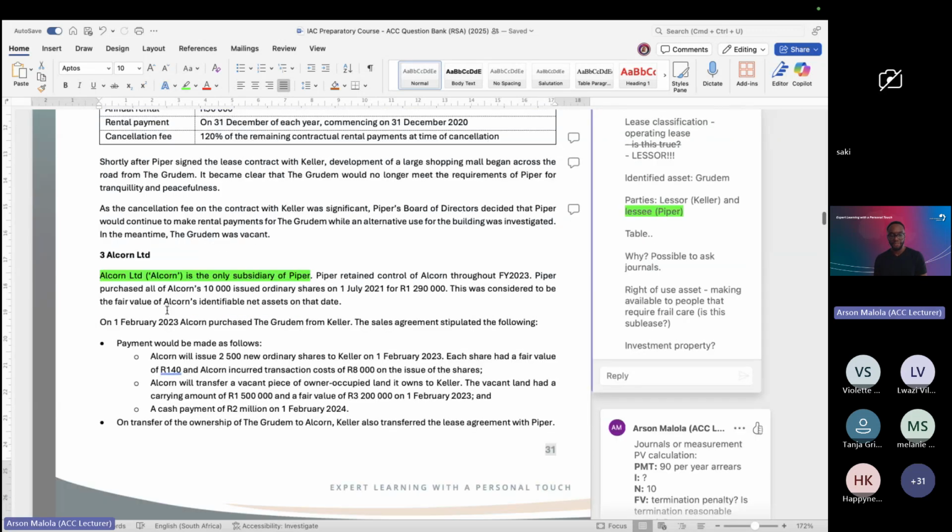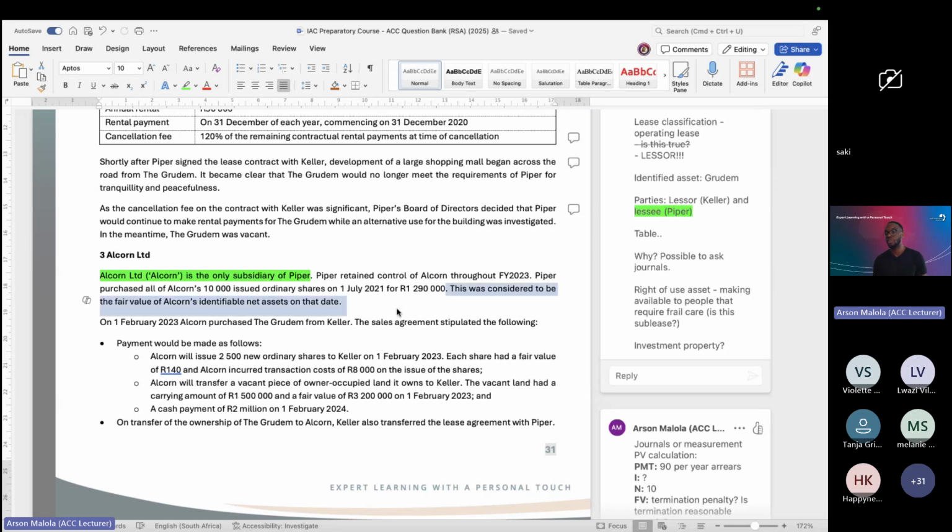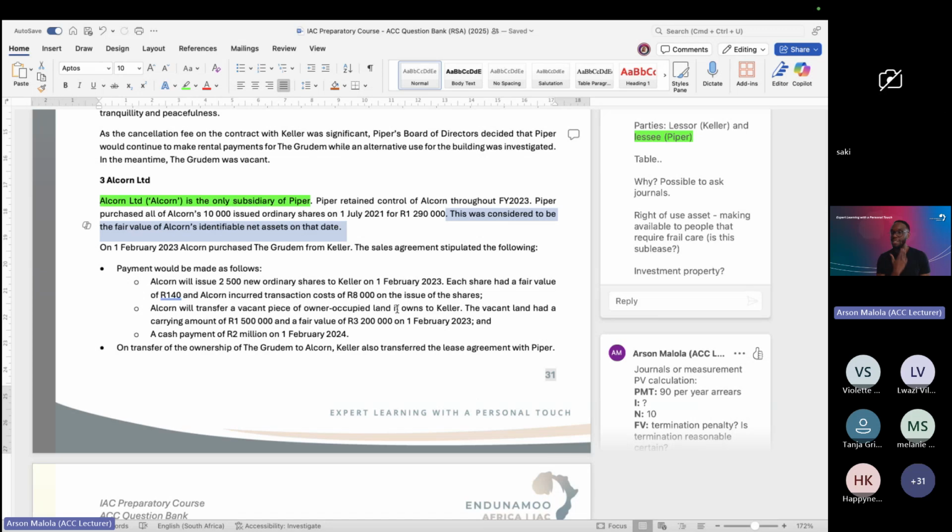This was considered to be the fair value of Alcorn's net identifiable assets at the time, right? So why are they telling us this? No goodwill. Okay. I slowed down there because I was wondering whether to ask you what you think, but I just looked at the time, so let me just give you the answer because we have 10 minutes. They're telling you that the 1.2 million equaled the net identifiable assets, because they're ultimately trying to tell you that there's no goodwill on this acquisition.